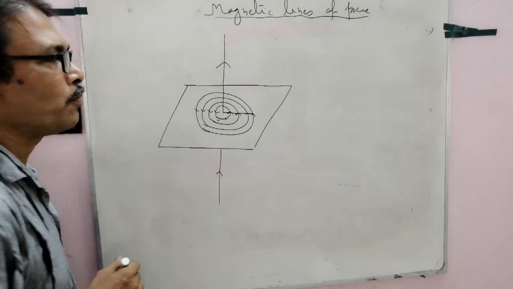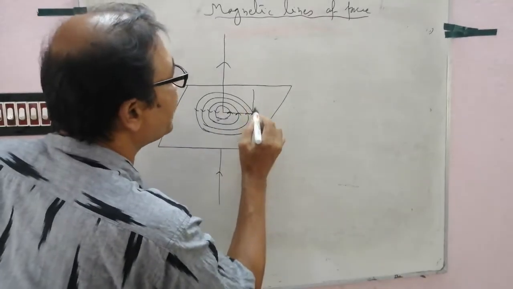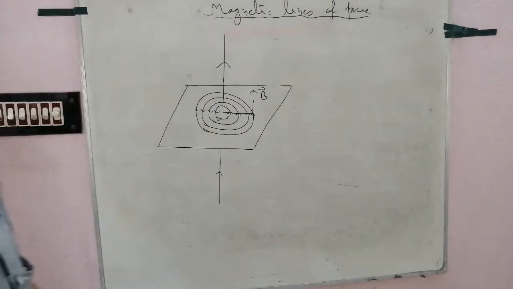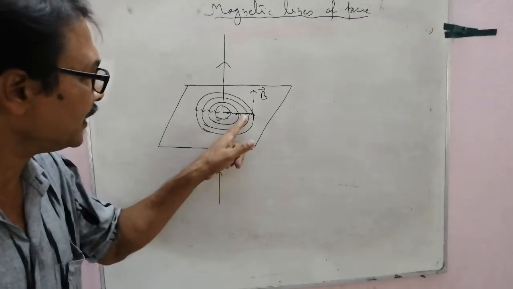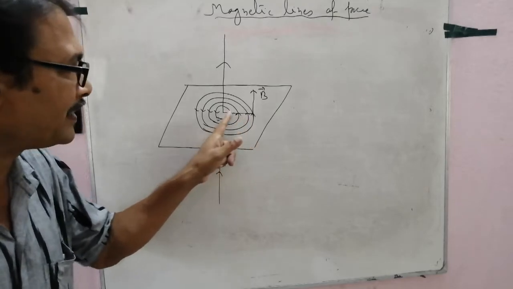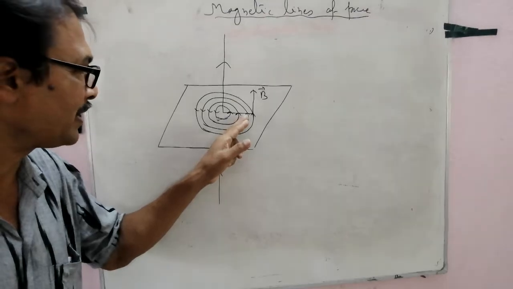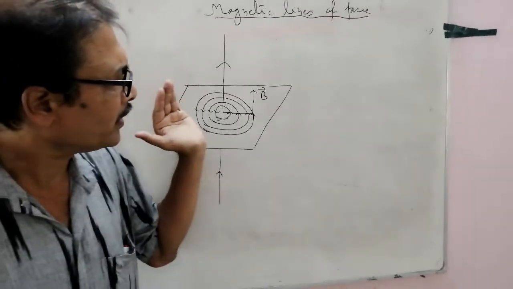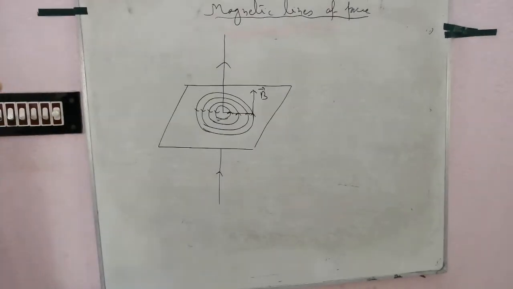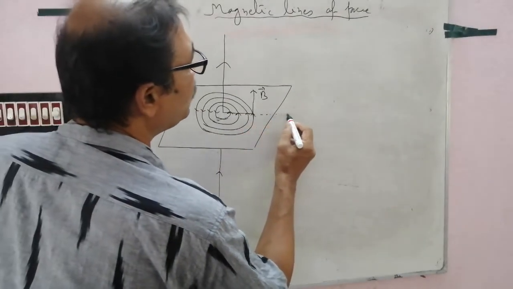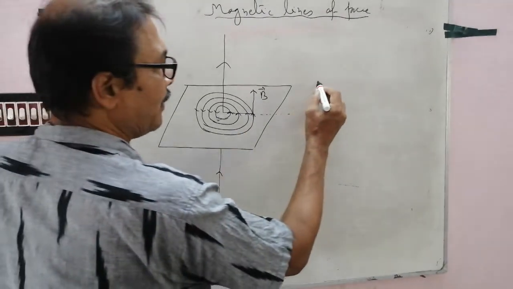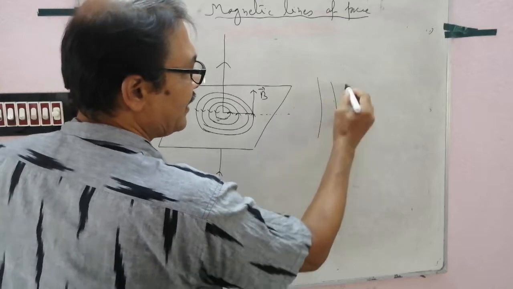If the current is in the downward direction, the magnetic field reverses. If this distance is R, here the magnetic field is mu 0 by 2 pi R, in the direction tangent to the magnetic lines of force at that point. Here the distance R is less, so the magnetic field is strong. If we gradually increase the distance from the wire, the magnetic field will decrease, and far away the magnetic field is very weak, and due to the earth's magnetic field the lines will be straight.